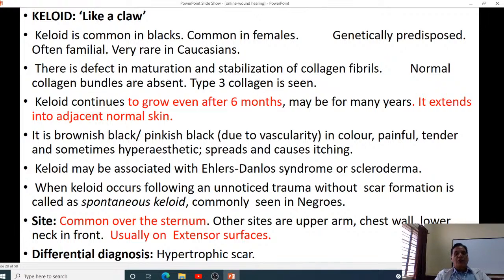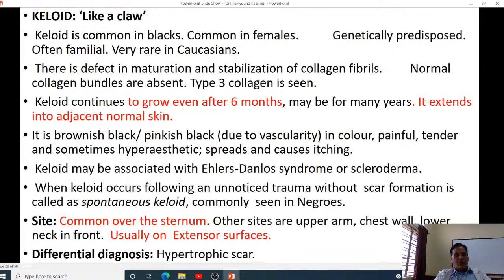If you want to write a short note on keloid, we have considered the difference between keloid and hypertrophic scar. In keloid, as a short note, you must know it is common in blacks, has a genetic predilection, and is very rare in Caucasians. What do you mean by Caucasians? The people living in the Caucasian hills, that means Europeans. In Europeans, keloid is rare.